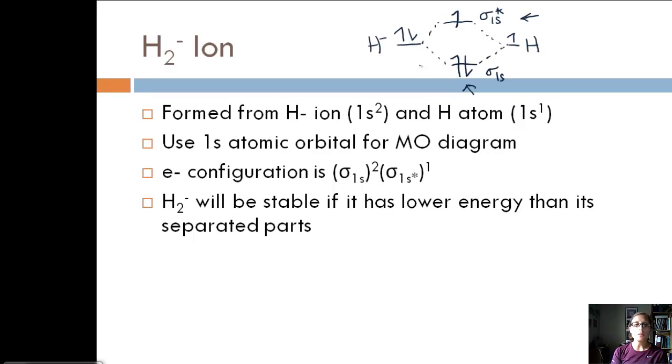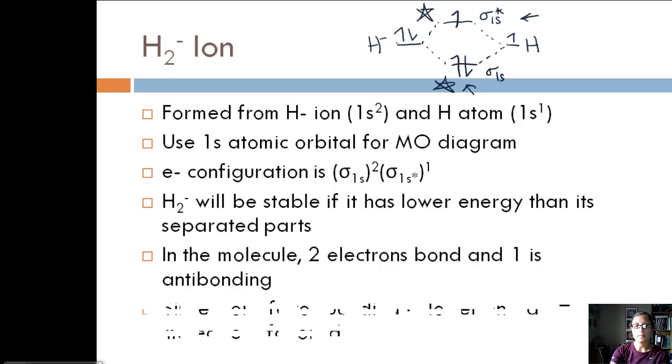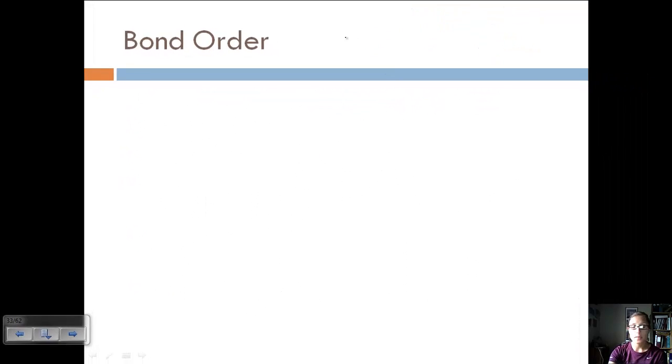So the H2- ion will be stable if it has lower energy than its separated parts, right? Things are going to form compounds if it makes them lower in energy. So in the molecule, 2 electrons are in the bonding orbital, and then 1 is in the antibonding. And since more electrons are favoring the bonding versus antibonding, this is lower in energy, and so we would say that the molecule is favored. So the H2- ion will exist, and it will be a favored structure.